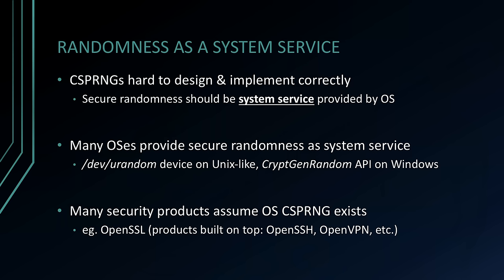Another important thing is that lots of other security products are built upon them. For example, OpenSSL assumes that there is a secure service from the operating system as a random number generator, and based on OpenSSL, you have OpenSSH and OpenVPN too. So it's very, very important. Now I think you'll start with that.